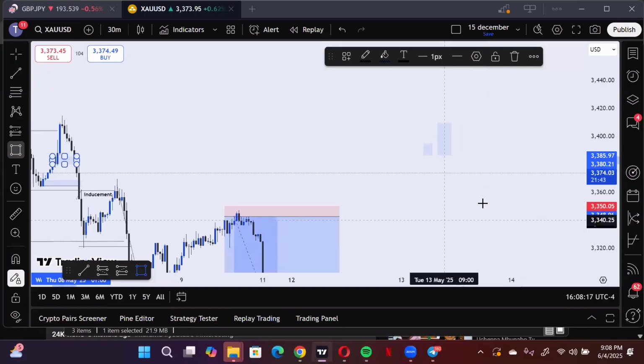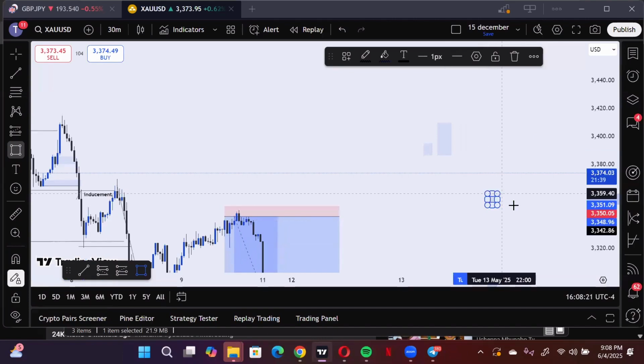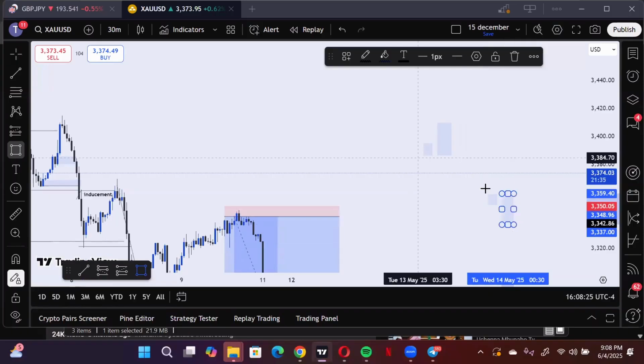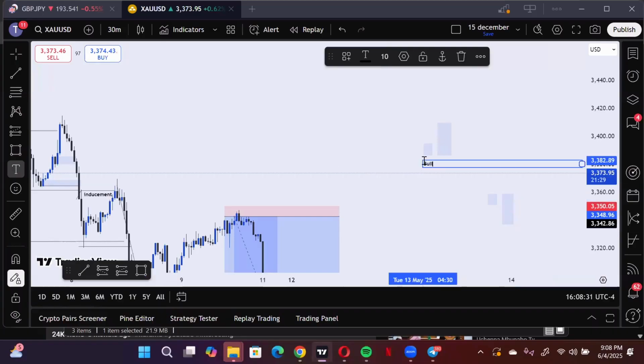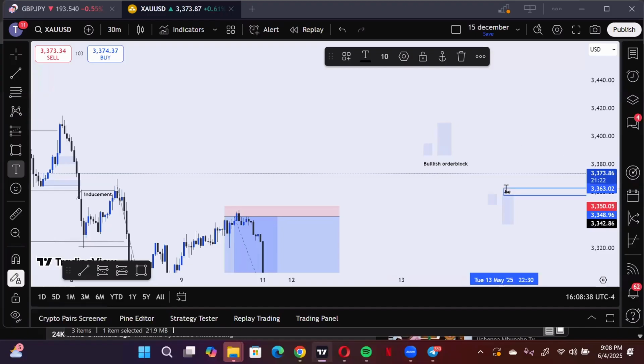If it's a bearish order block, you will see a bullish candle, then a bearish candle that engulfs it and covers it down. So this is what a bullish order block is, and this is what a bearish order block is.